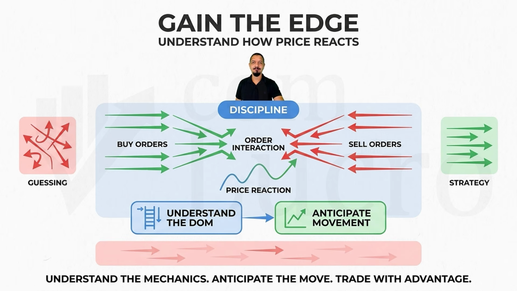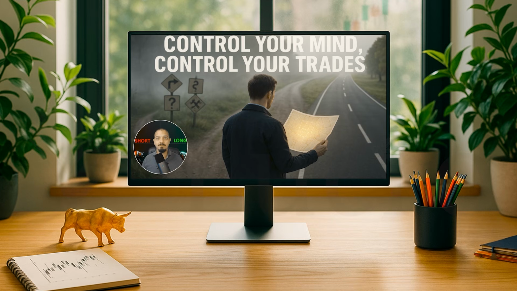By analyzing the DOM, traders can better understand how prices move in response to the interaction between buy and sell orders. This knowledge enables traders to anticipate market movements and adjust their strategies accordingly. Remember, the key to successful trading lies in understanding the mechanics of the market and using tools like the DOM to gain a competitive edge. Before we wrap up this analysis, notice how the depth of market becomes far easier to understand when you see how limit orders, market orders, and liquidity barriers interact to create every price movement.